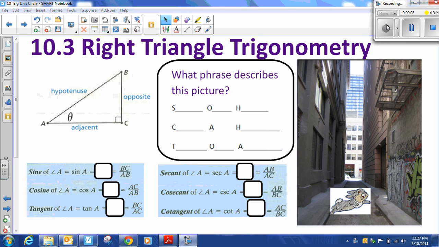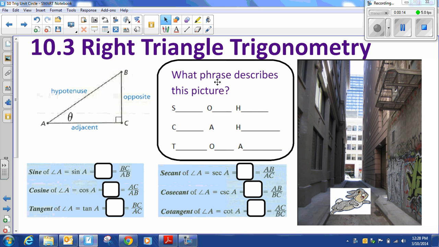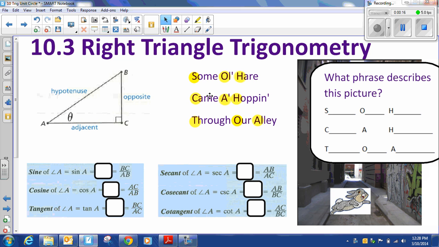10.3, right triangle trigonometry. All right, so everybody has learned SOHCAHTOA. Another way to memorize the trigonometric functions is this picture right here, which describes some old hare came a-hopping through our alley. So this is where we get the SOHCAHTOA. The important thing is that you realize that sine is really opposite over hypotenuse.